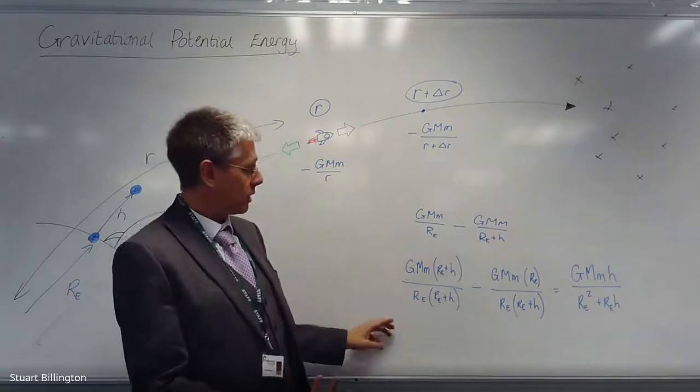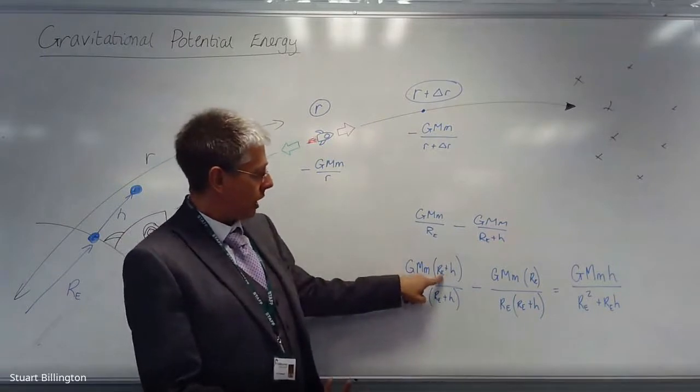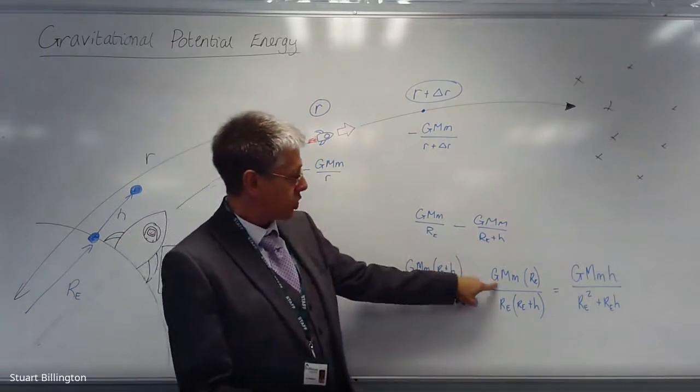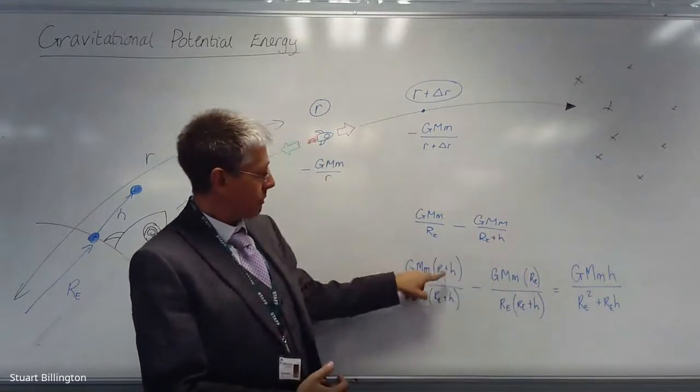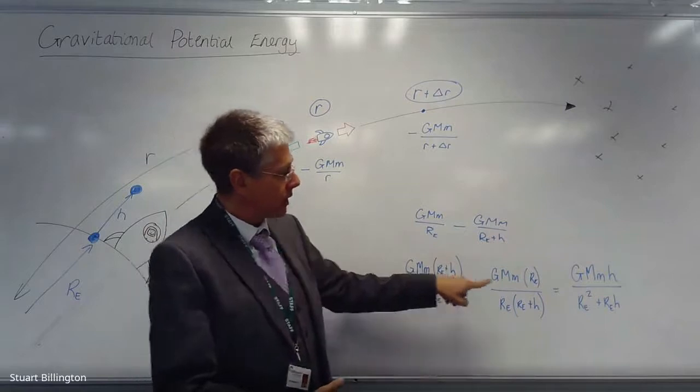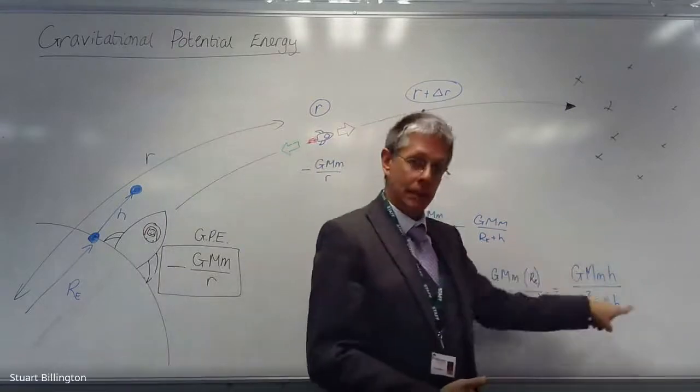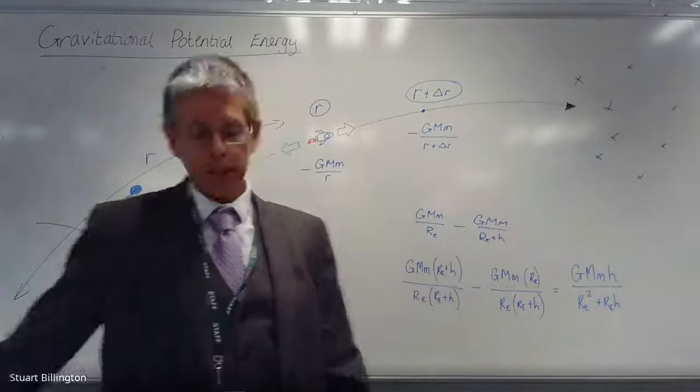We can do the subtraction. This one's got a GMm/RE in it, and this is minus GMm/RE, so those bits cancel out, and we're just left with GMmh. Now that looks a little bit messy, so let's see what we can do with it.